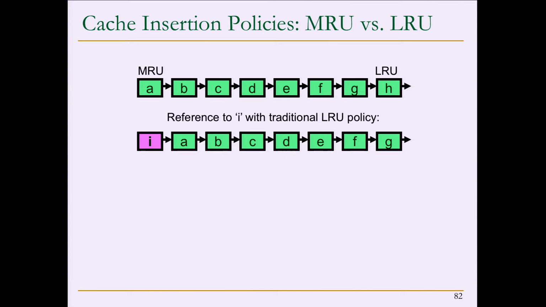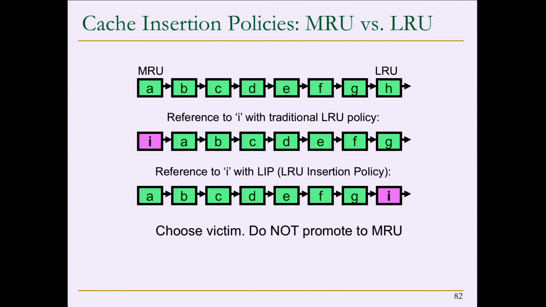Now there's the opposite of this. Let's call this LRU insertion policy, which is a really bad name. But you basically insert at the LRU position. Instead of inserting at the most important position over here, you insert at the least important position, the next to be evicted position. You evict H. You don't evict these important ones, perhaps. Basically, you don't promote the incoming block to MRU.